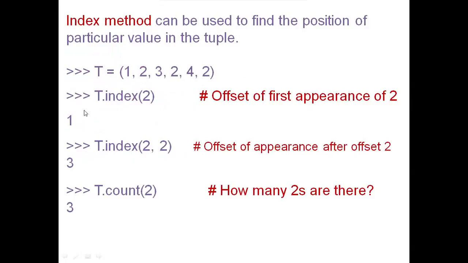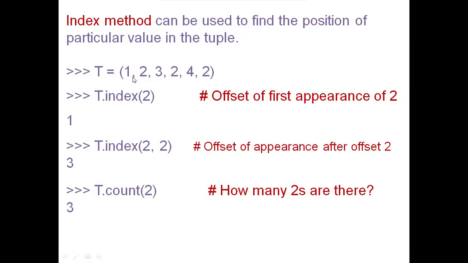And indexing: this is the index method. As we have an index method in list, we have an index method in tuple also. That is, if you give a particular element in the tuple, then this function will return the index where this value occurs for the first time.